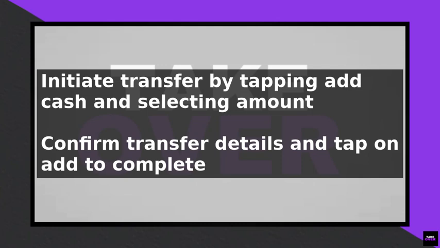It is also important to note that there may be limits on the amount of money you can transfer from your CIBC account to your Cash App account. Check with CIBC and Cash App to determine the transfer limits that apply to your accounts.